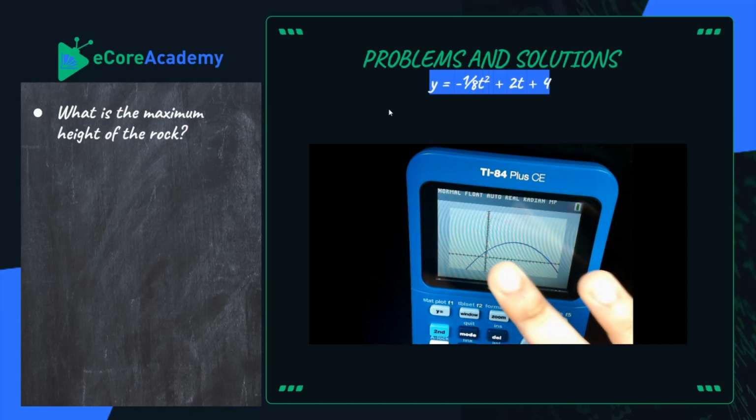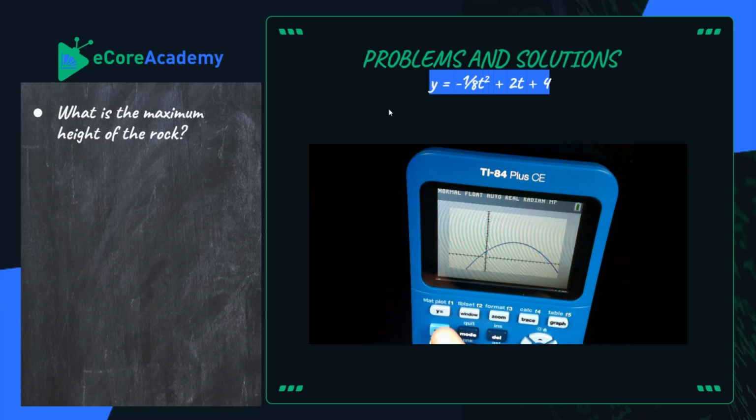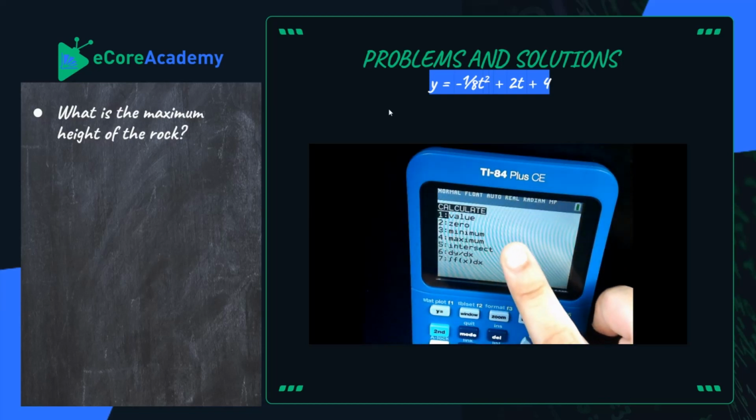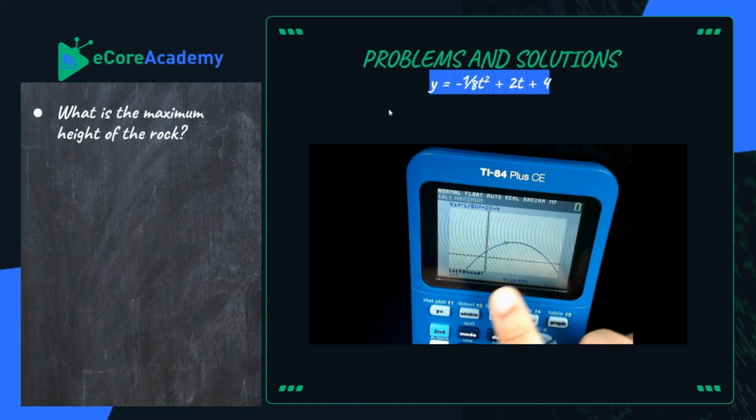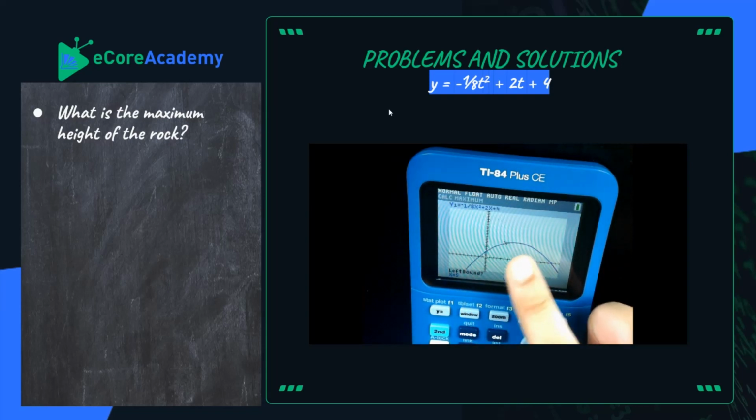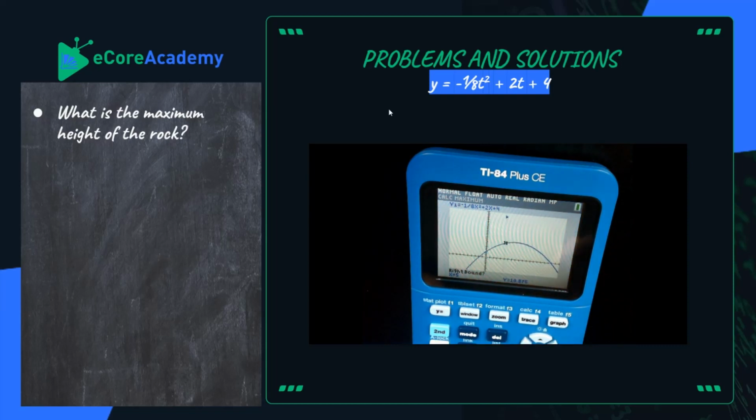So to find the maximum, which is the vertex, which is right up here, you want to hit second and then the trace button, and you'll be brought to the calc menu. You want to hit 4, which brings you to maximum. And then you'll get this left bound question. Remember, the calculator is asking you to guess a point to the left of the vertex, a point to the right of the vertex, and then finally the vertex. This point is to the left of the vertex. I'm just going to hit enter to confirm that.